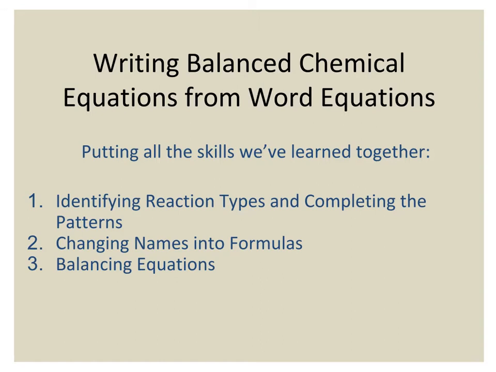In this lesson, we're going to discuss how to write a balanced chemical equation if you're given a word equation to start with. Now, this is going to put all the skills that we've learned together in chemistry in one question. We're going to have to identify what type of reaction something is and maybe use that pattern to complete and predict the products. We're going to be changing chemical names into formulas, and we're also going to be balancing equations.